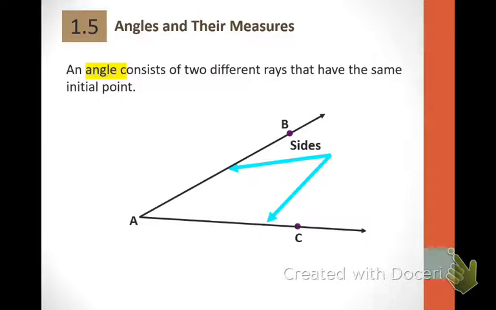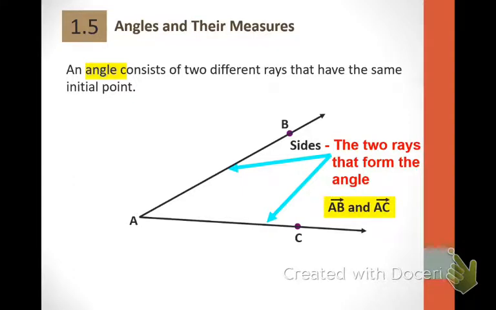What I want you to write for the sides of an angle, I want you to just write rays. R-A-Y-S. So you see how it says sides of an angle? Rays. All right, so it consists of two rays. They're called ray AB and ray AC. And then we call this a vertex. So the initial point we call the vertex of an angle. A vertex of a polygon is the corner of the polygon. A vertex of an angle is the corner of the angle.